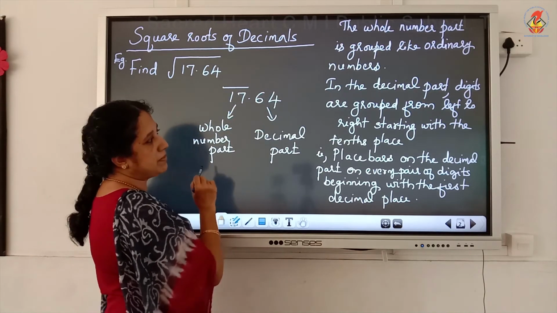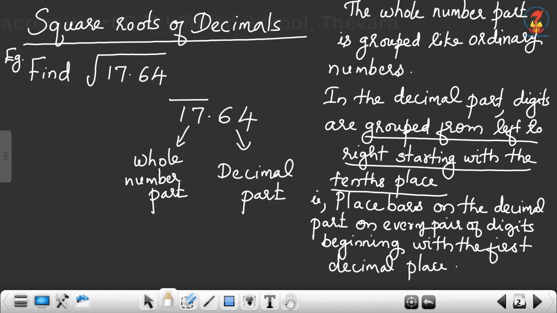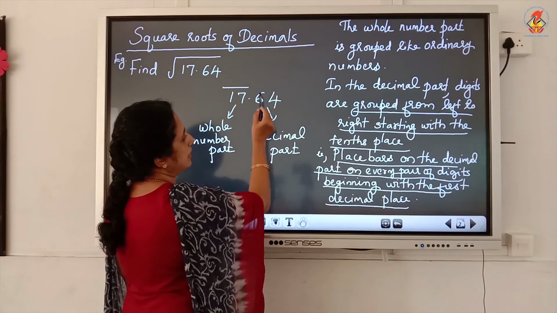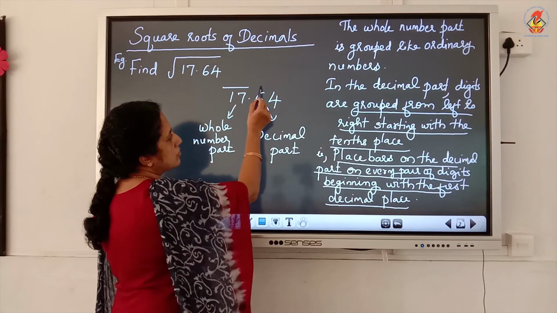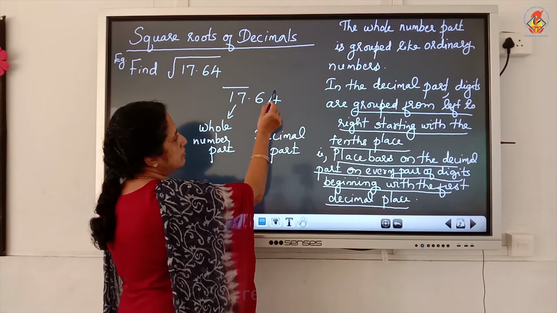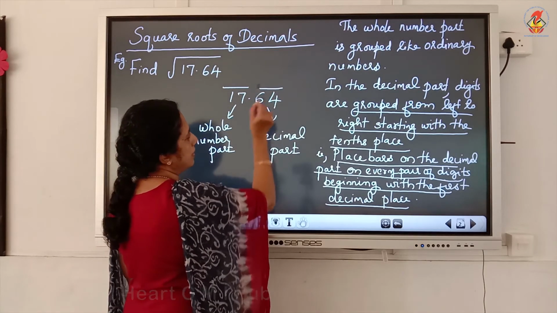But in the case of decimal part, the digits are grouped from left to right, starting with the 10th place. That means you have to place bars on the decimal part on every pair of digits beginning with the first decimal place. So this is the 10th place and next one is 100th place. So we have to take these two digits together and put a bar over the digits.